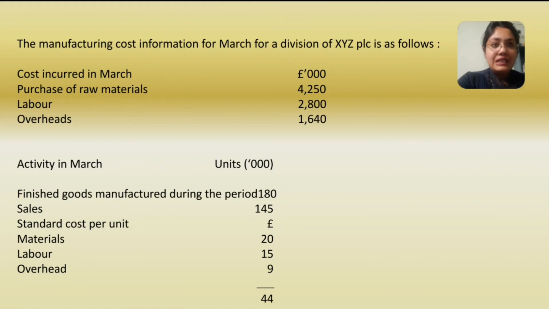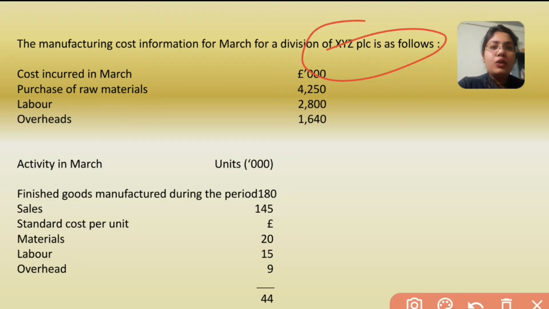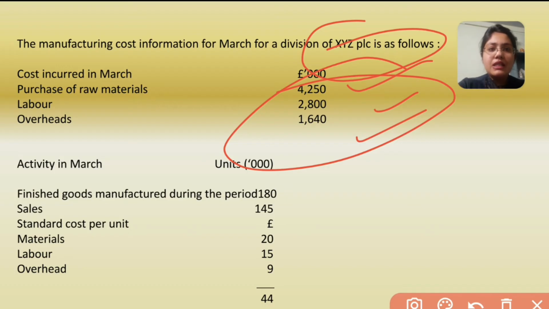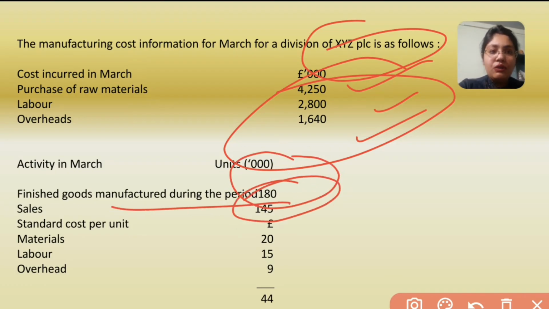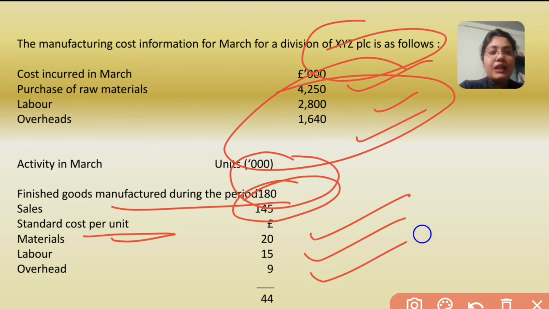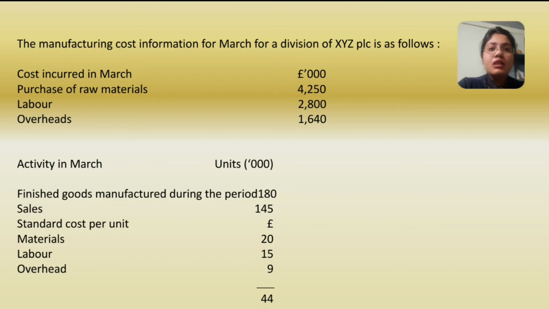So I've taken one of the examples for Backflush costing over here. See, for XYZ Limited, okay, the expenses are given in terms of, say, purchase of raw material, labor and overheads, right? So these are the expenses, and then we can see the final production. Over here, finished goods manufactured is 180, sales is 145, and standard cost that was set per unit is for material 20, labor is 15, and overhead it is 9, and total is 44. All right. Now let's see how we solve this and how do we pass the journal entries.